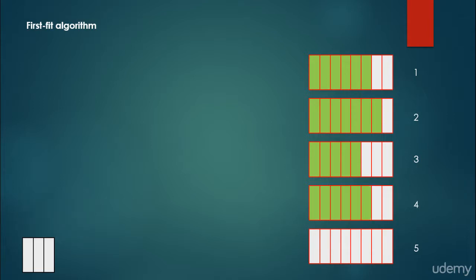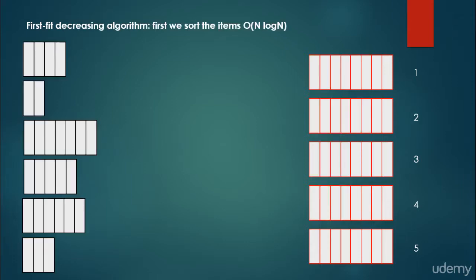Then we put it into the fourth bin because it is not able to fit into the first, the second, and the third bin. But we come to the conclusion that the last item, we are able to pack it into the third bin. So this is going to be the solution for the first fit algorithm, and we are going to use 4 bins. What about the first fit decreasing algorithm?